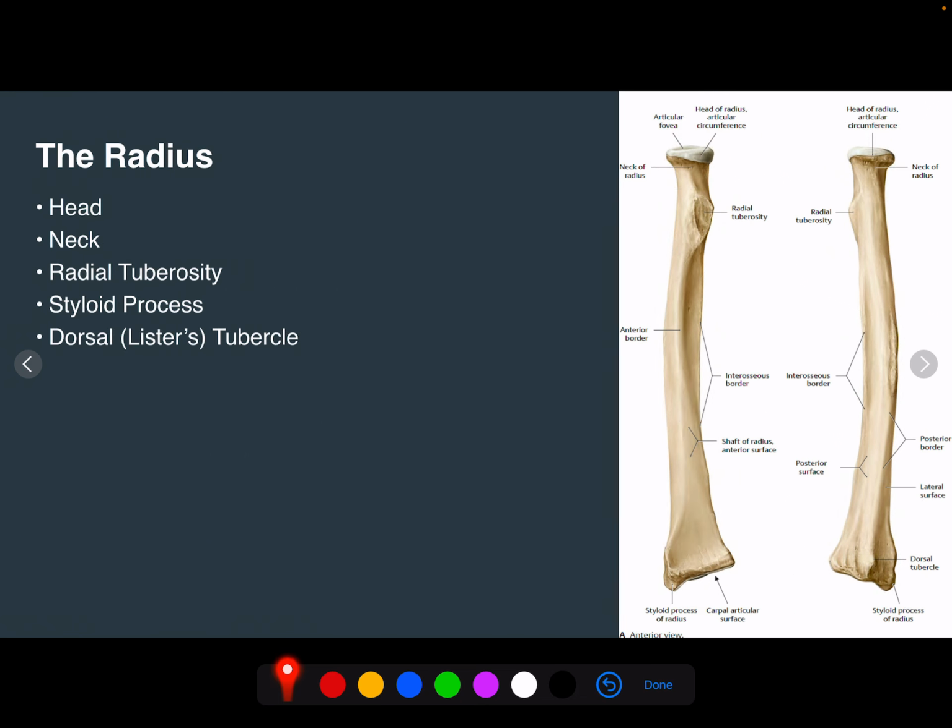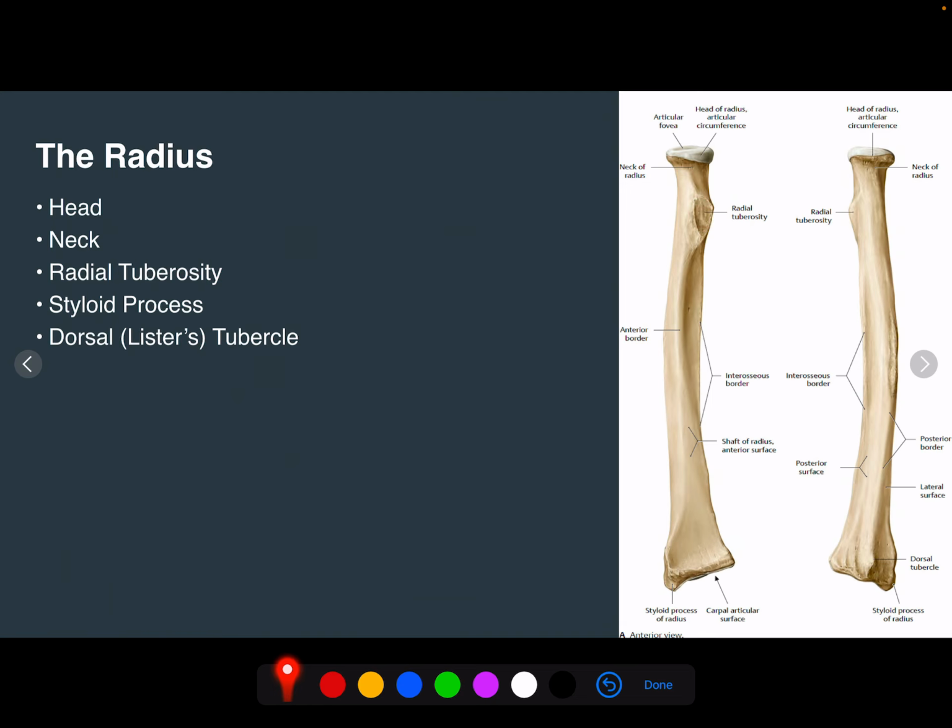So the head here is this disc-shaped proximal portion of the radius, and it articulates with that capitulum of the humerus. The neck is going to be right below that, just distal to the head of the radius. We have a radial tuberosity here. Okay, this is going to be a roughened prominence, medial proximal radius.